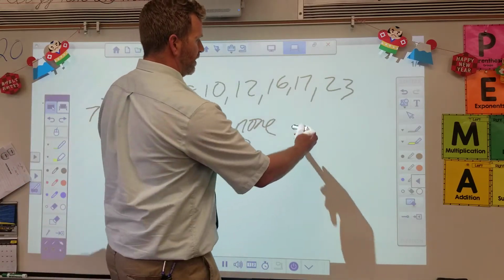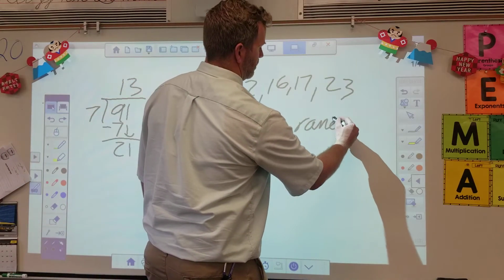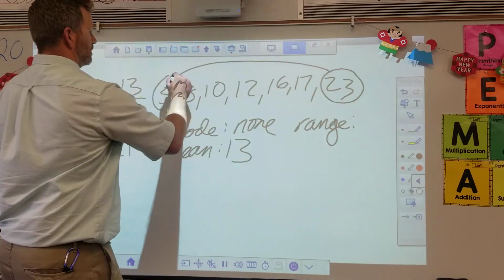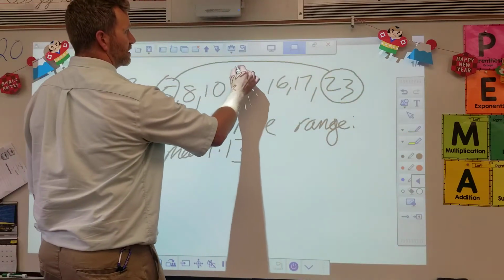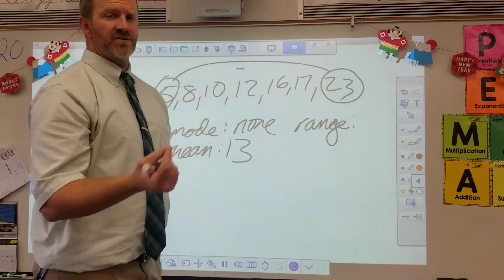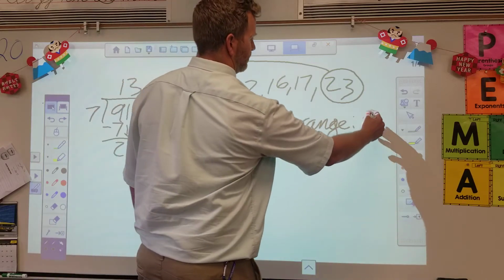Cool, and then we've got to find the range. That's the difference from our biggest number to our smallest number. So we just have to subtract those two. So 23 minus 5 is going to be 17.